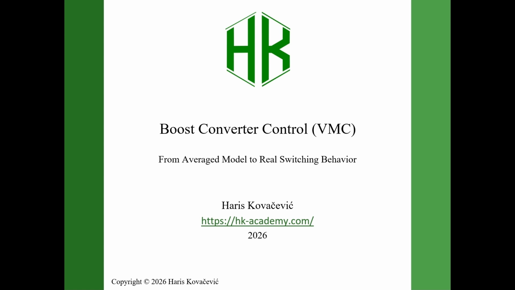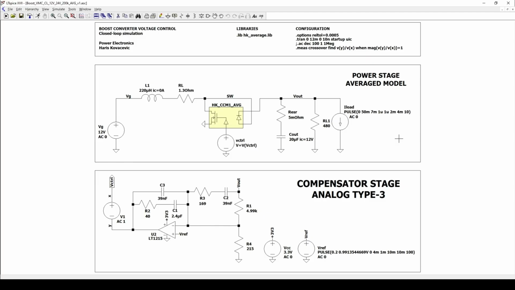In this video, I will show you a complete closed-loop boost converter design using a Type 3 compensator. We will start with the averaged model, where everything looks clean and predictable, and then move to the full switching simulation to see what actually changes. And more importantly, I will show you how to interpret those differences like an engineer, not just what changes, but why it changes. First, I will show you the averaged closed-loop model of the boost converter, and then we will switch to the full switching model so you can see how closely the behavior matches.